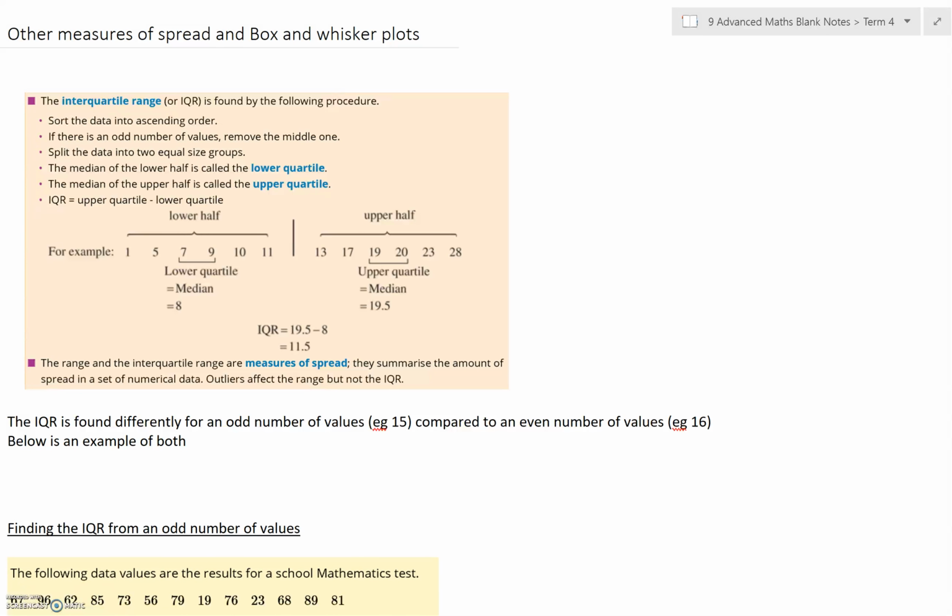Okay, so now we're going to look at some different measures of spread and also another way of graphing some data, which is to make box and whisker plots. To make box and whisker plots, we need a different measure of spread, which is called the interquartile range, or the IQR, as it's commonly abbreviated. And to do that, we need to find some new values.